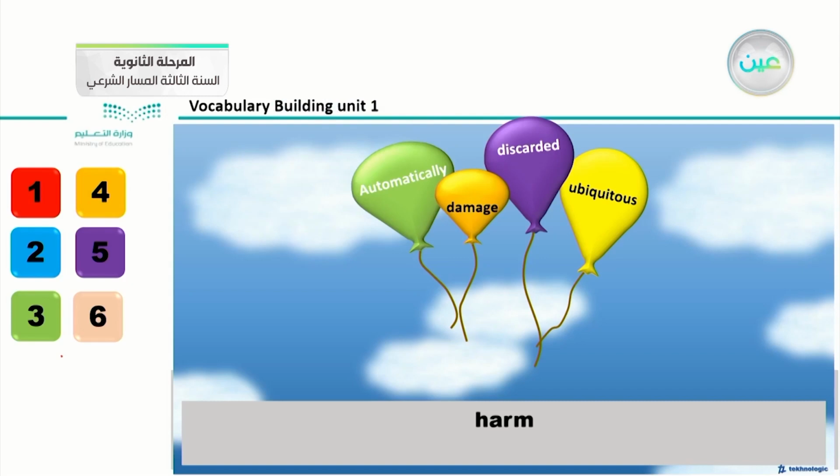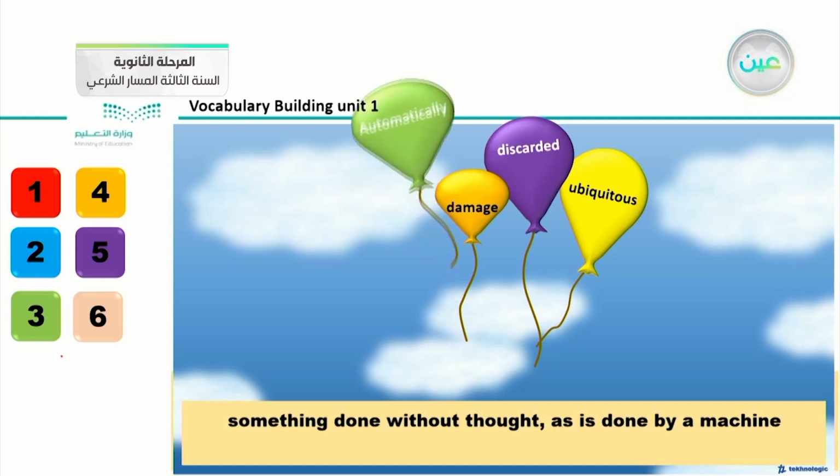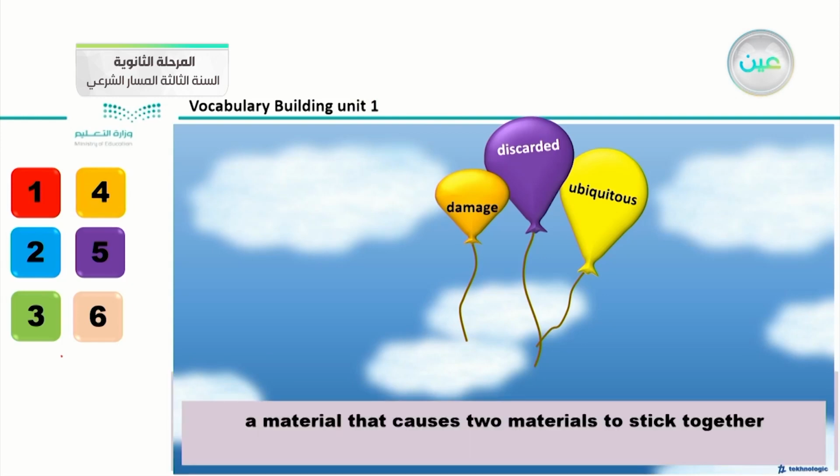Number 3, automatically. What do you think that word is? We can say that it's something done without thought, as if it's done by a machine. This is about automatically. And word number 4, damage. What do you think damage is? We can say damage is a material that causes 2 materials to stick together. That is the meaning of it.